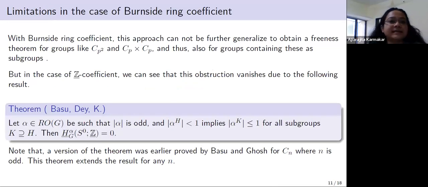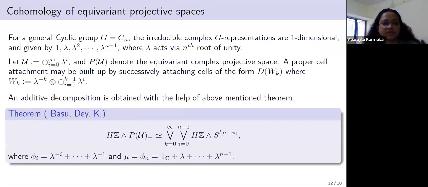Limitations in the case of Burnside ring coefficients. Lewis's theorem is given for Burnside ring coefficients as the Mackey functor, but there are some limitations. With Burnside ring coefficients, this approach cannot be further generalized to obtain a freeness theorem for spaces like CP squared or anything that contains CP cross CP. But in the case of Z coefficients, this obstruction due to the attaching map vanishes, as we have the following theorem.